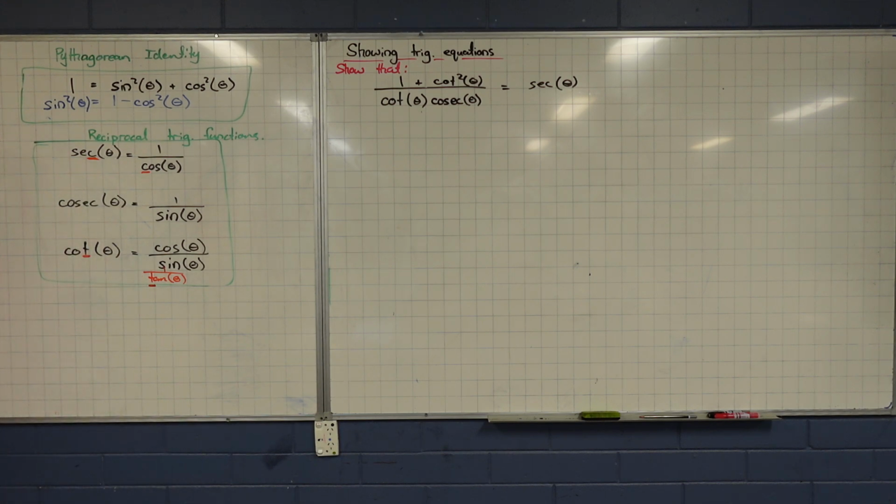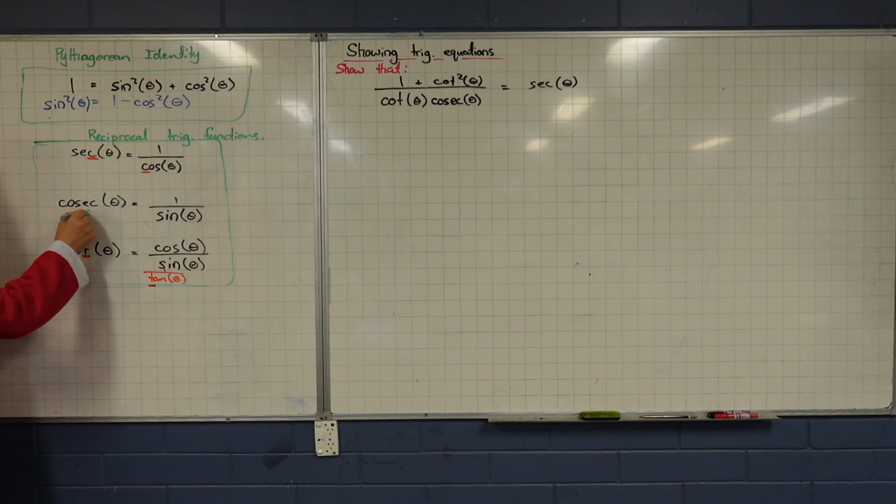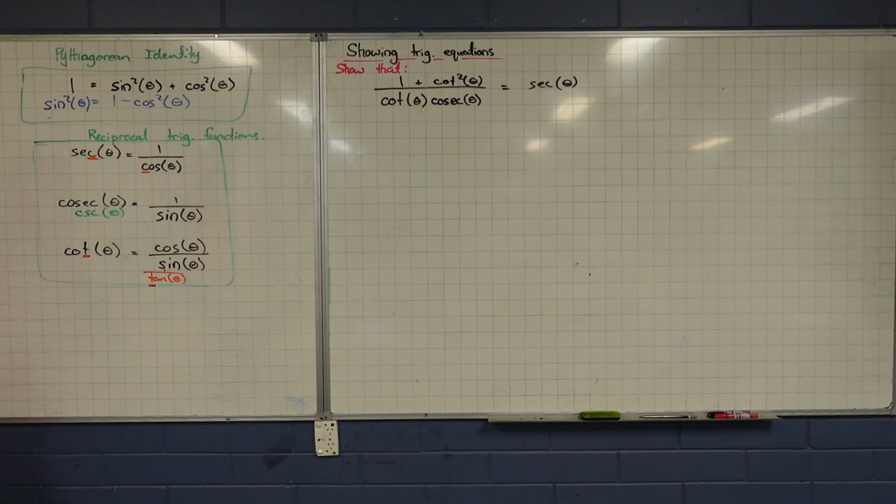And then there's this final one, cosecant. We often spell it as CSC, depending on the reference book you're using. But this is the odd one out. The long one is 1 over sine. That's how I remember it. Are we cool? We've seen that before?